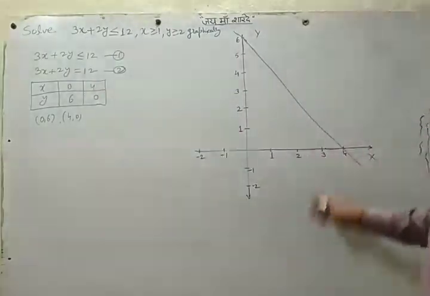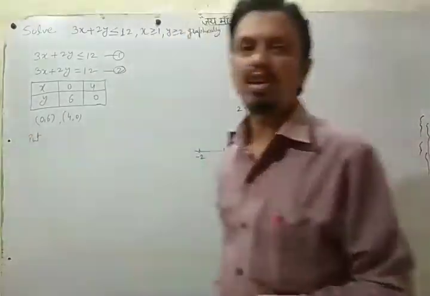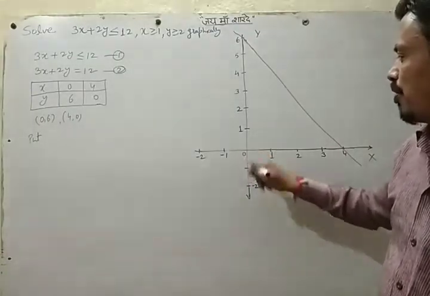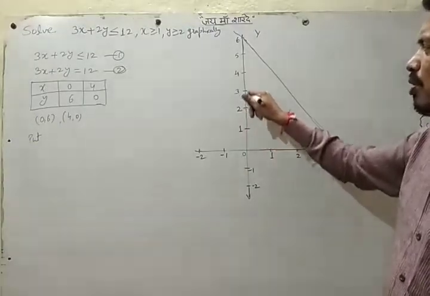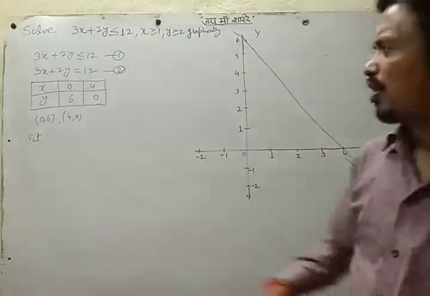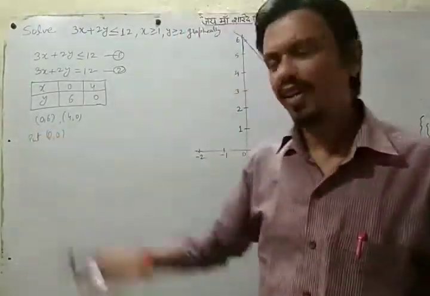For the inequation, just take one point which is not on this line. We can take the origin (0, 0), or (1, 0), (2, 0), (3, 0), or (0, 1), (0, 2), (0, 3). Any point from this side is fine. The simple process is: if your line is not passing through (0, 0), take (0, 0).